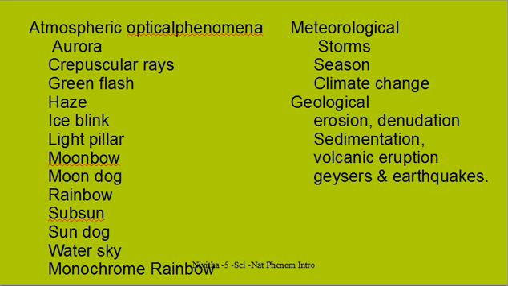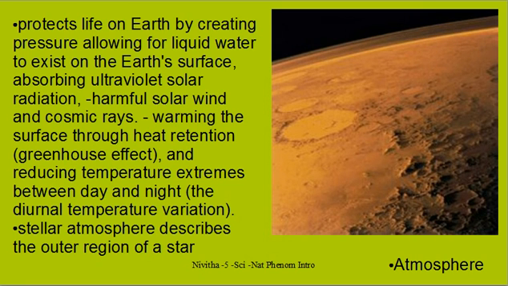Then we have meteorological phenomena: the storms, the seasons, climate change. Then we have geological phenomena: erosion, denudation, sedimentation, volcanic eruptions, geysers, etc. So these are the various phenomena that we see on Earth. Now, these are all happening because of the atmosphere. The atmosphere has various gases. It also has some water vapor. Then we have water in the atmosphere as well as on the ground. Then we have the sunlight. What we call the Panchabhuta, the earth, the sky or Akash, the fire, the water, the air, all these things contribute to a certain extent towards these natural phenomena.